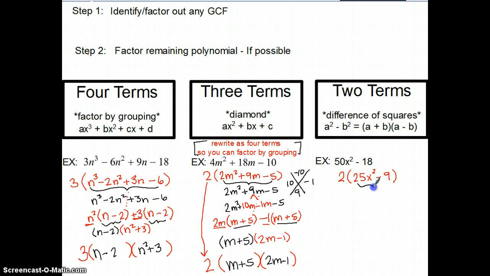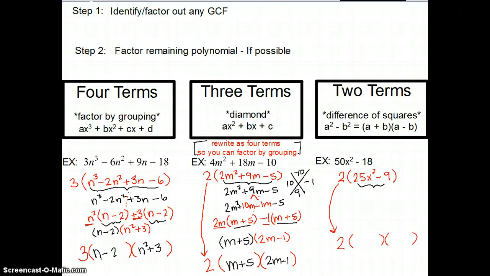I will be breaking this 25x squared minus 9 down into factored form of two sets of parentheses. So I'm going to go ahead and set these up now. And this 2, again, will just hang out on the front. That way I don't forget about it or get confused by it as I'm going through the process of factoring.